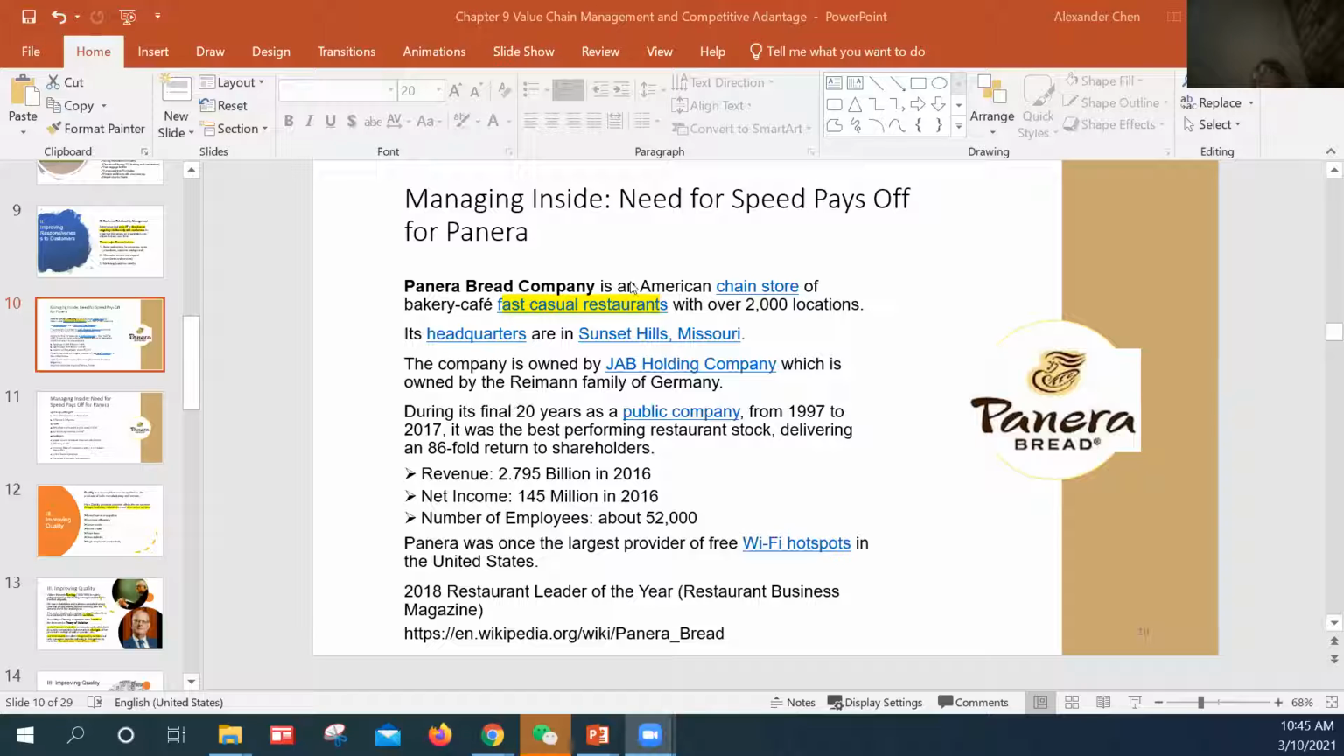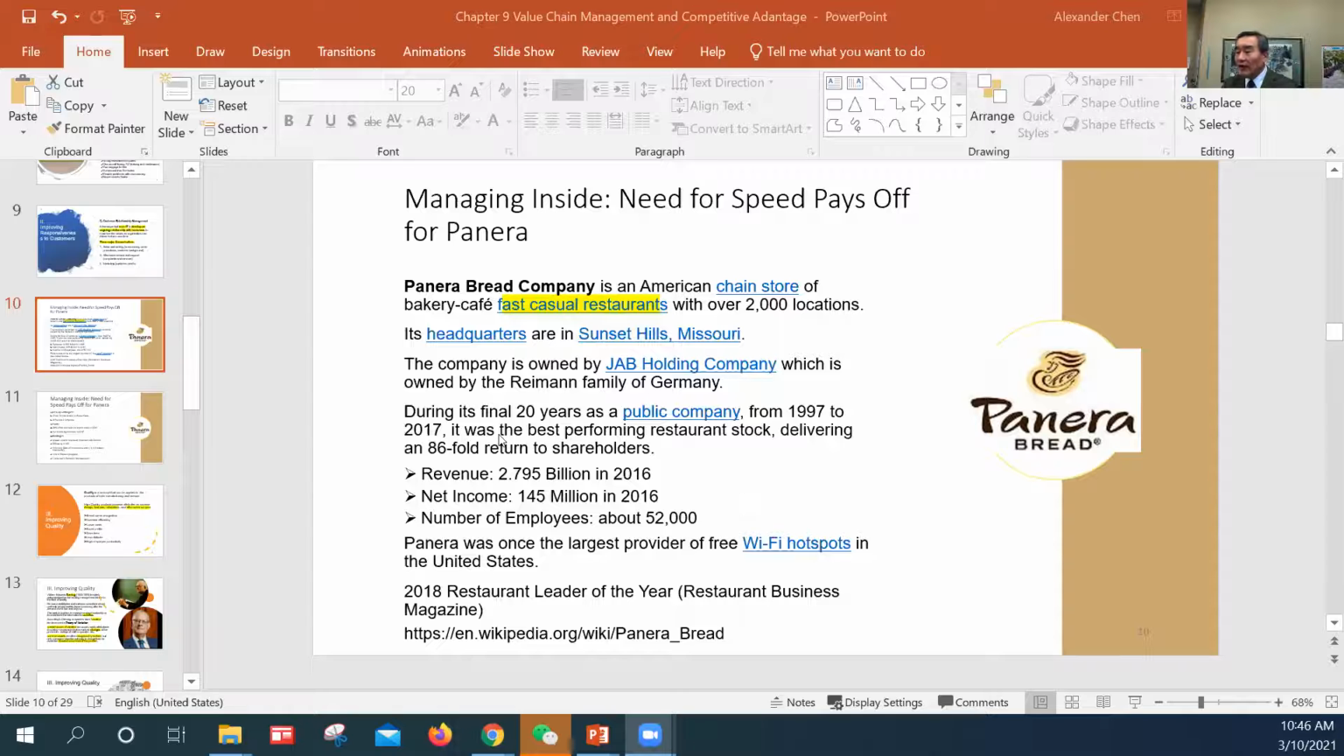Okay, Panera Bread. They are in this fast casual restaurant category, and there are 2,000 locations in the U.S. Headquarter Missouri, like a Walmart, Arkansas. This is a random sandwich shop from Missouri, and then they can become a multi-billion dollar company. How do they do that?